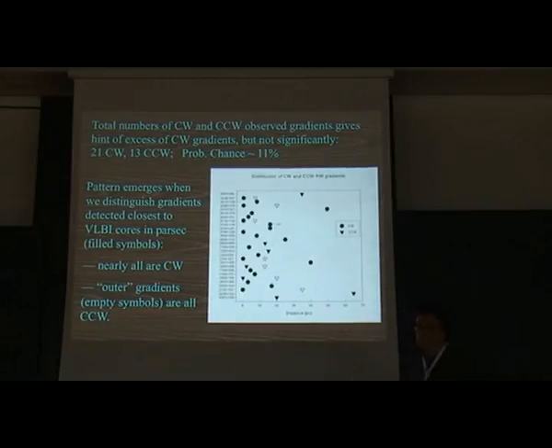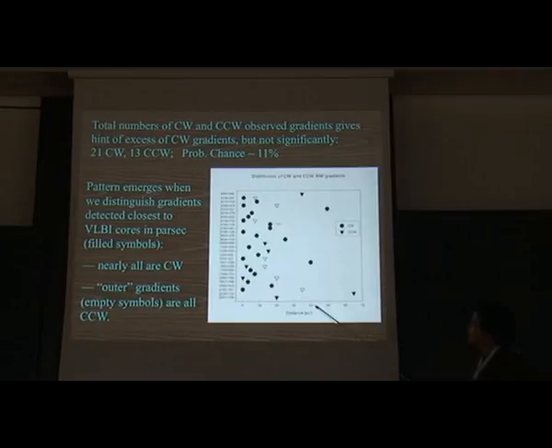However, when we distinguish the gradients that are detected closest to the VLBI core in parsecs from the ones that are detected further from the core, in objects where gradients are detected on two different scales, we see a very different pattern. Okay, here on this plot, this is distance in parsecs where the gradients are detected, with all the cases stacked up one on top of the other. Circles are clockwise, and triangles are counterclockwise, and filled symbols are the ones closest to the jet base, and empty ones are further out.